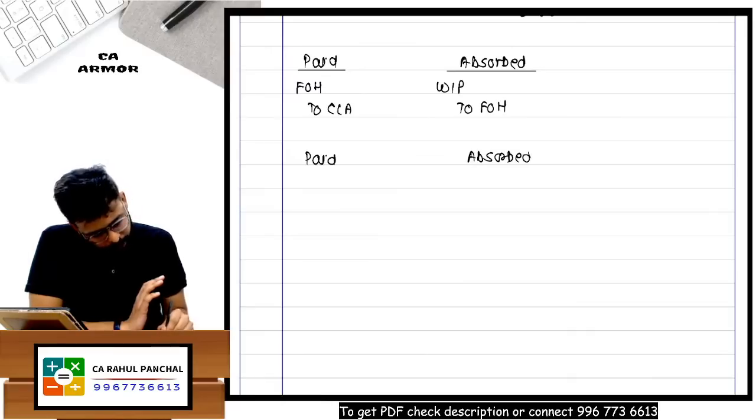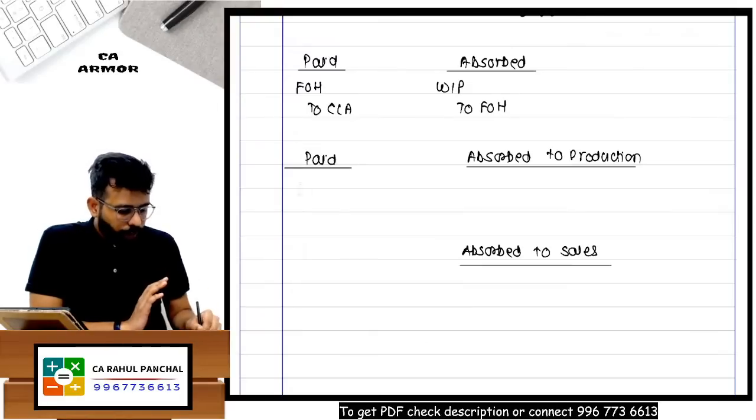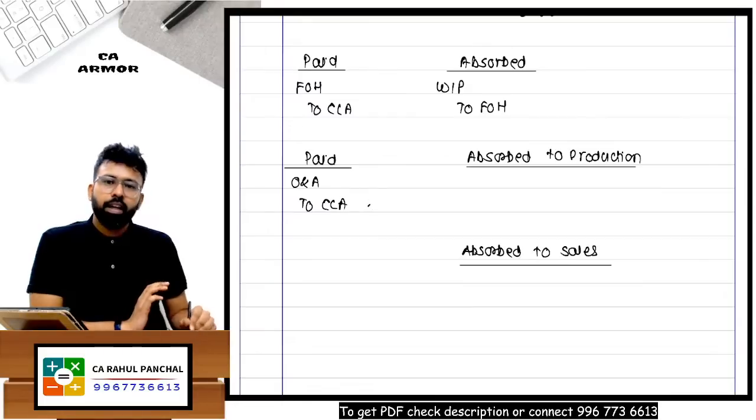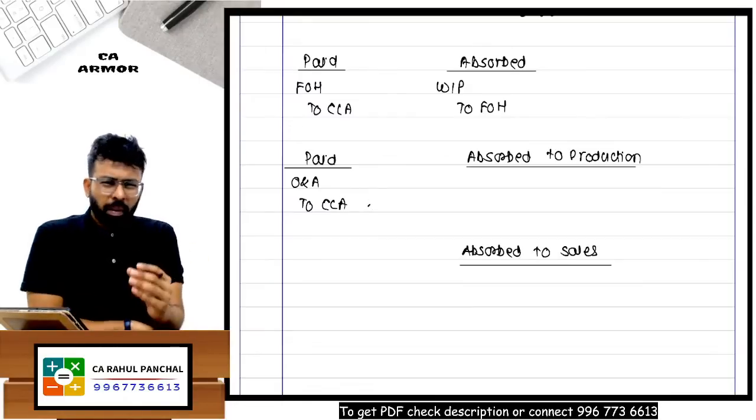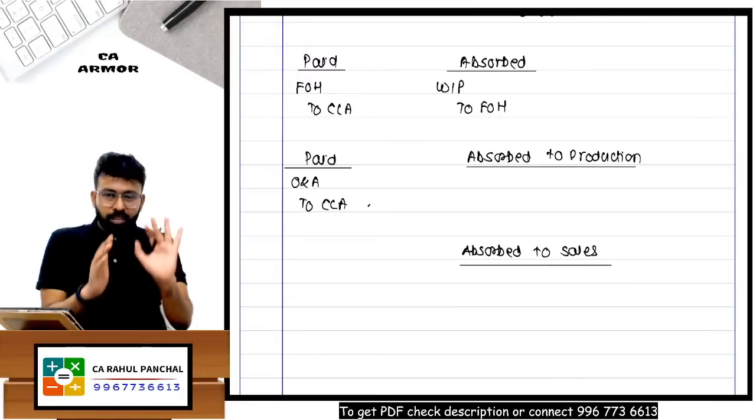but these can be absorbed to production, because administration is divided into two parts: one can be absorbed to production and one can be absorbed to sales. Try to understand these things. When you pay factory office overheads, you will say office and administration to CLA. That office administration account is debited, and the expense is not paid to cash or bank in cost books, so it goes to the CLA account. Yes sir, this is understandable.